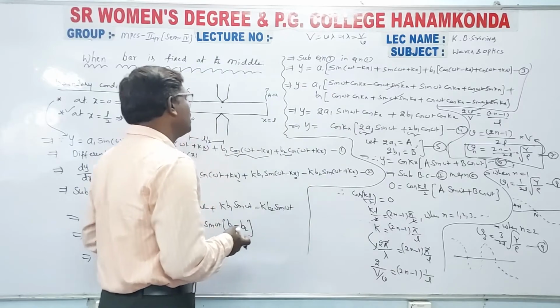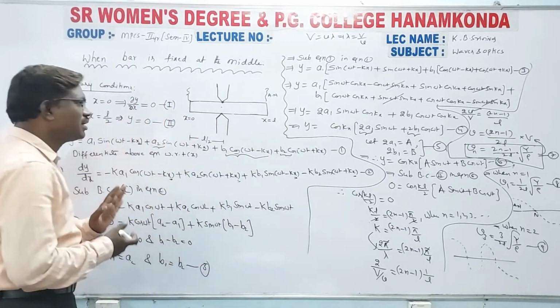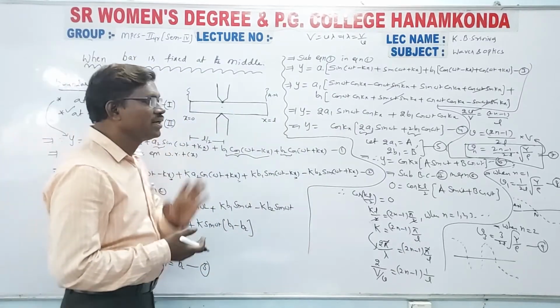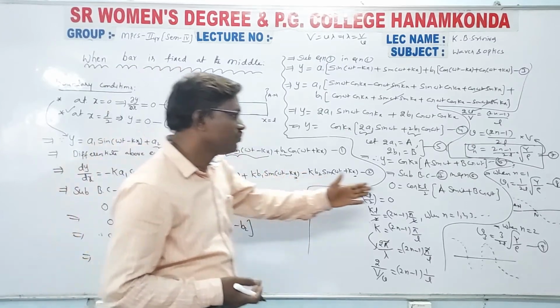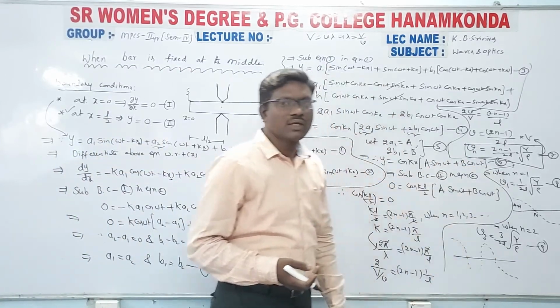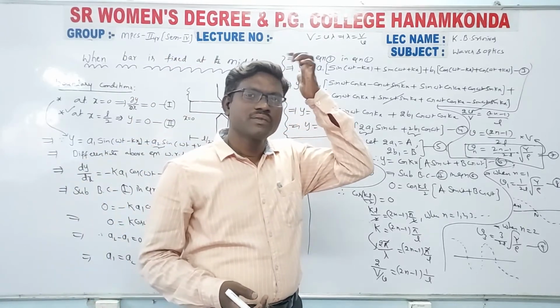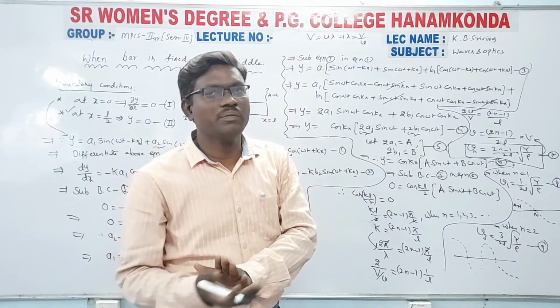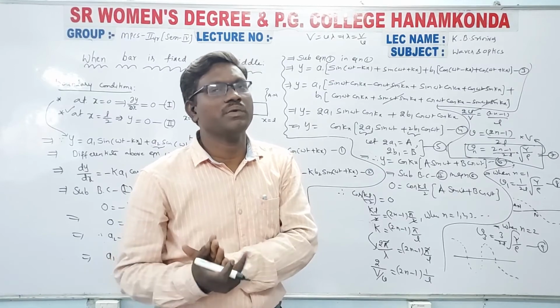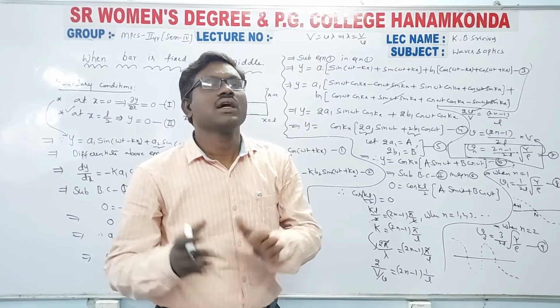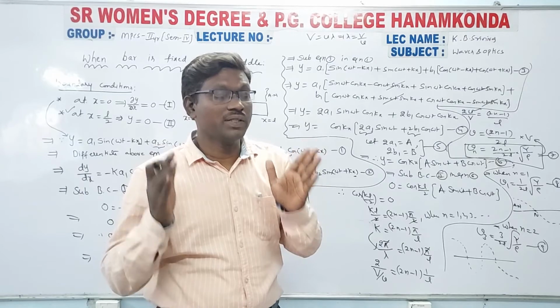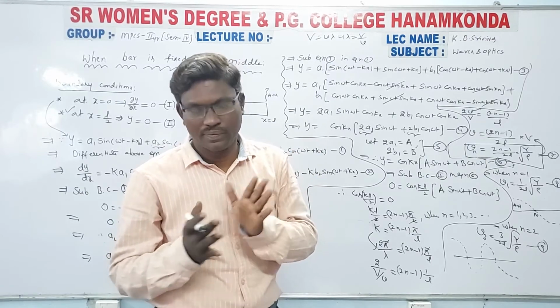So this is about when the bar is fixed at the center, and if it is vibrated, how do we calculate the frequencies of the bar? Clear? I have finished the first part of bars. We are having the second part of bars. If I finish the second part of the bar, that means our first unit will be successfully over.